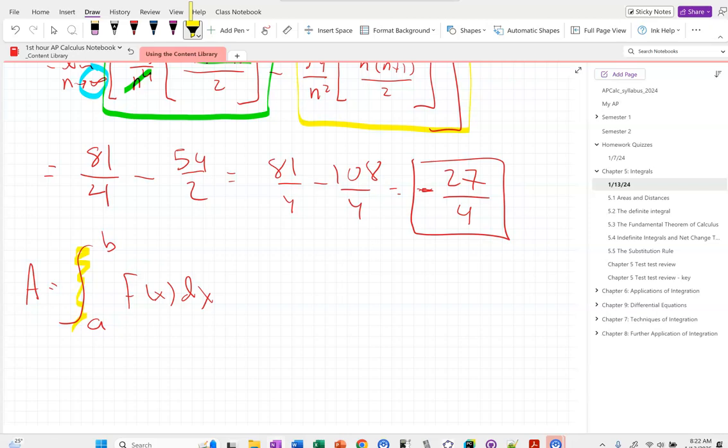If we're doing it geometrically, yes, we might add up pieces of areas under a graph, particularly if we're not given the function. But that's the idea. That's the gist of 5.2.